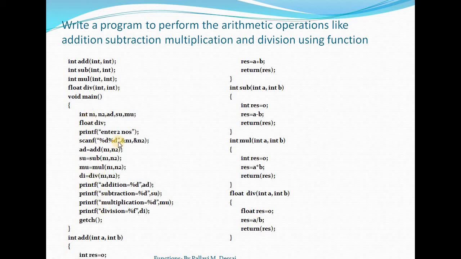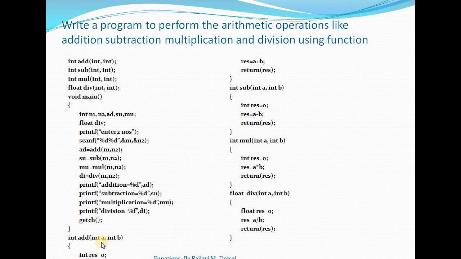When our program gets executed, it will take these 2 inputs. It will come to this particular statement: AD is equal to add n1 comma n2. Suppose n1 is 10 and n2 is 20. AD is equal to add 10 comma 20. From here the control will jump to this user defined function, because I have called this function add. So you can see add over here, add over here.